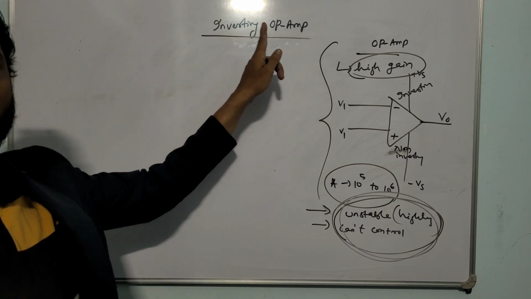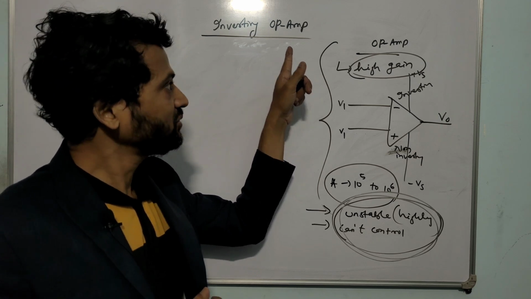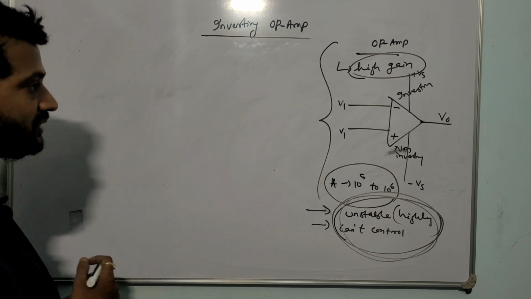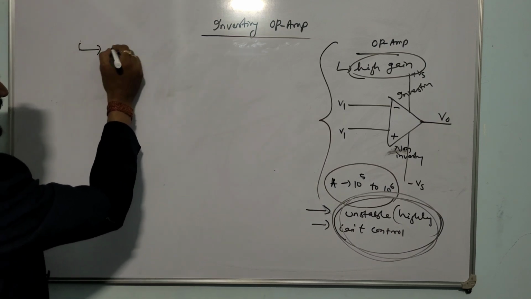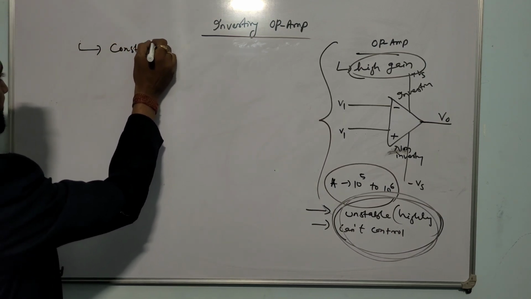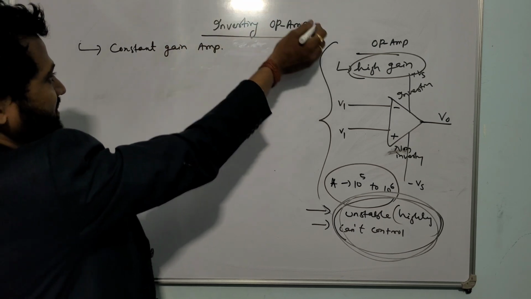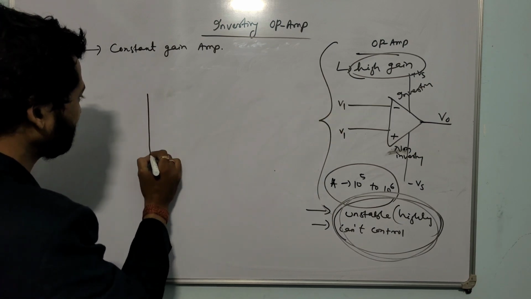So what is an inverting operational amplifier? It is a constant gain amplifier. To make the gain constant, we need to give a negative feedback. So the definition: the inverting operational amplifier is a constant gain amplifier. Coming to the circuit diagram, it is very easy to remember.